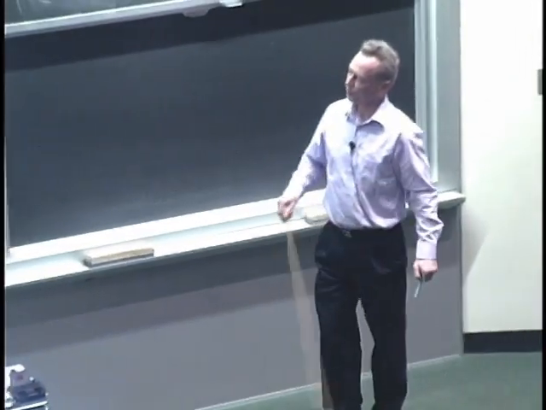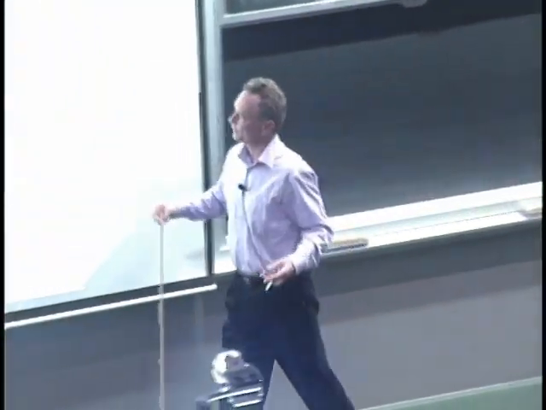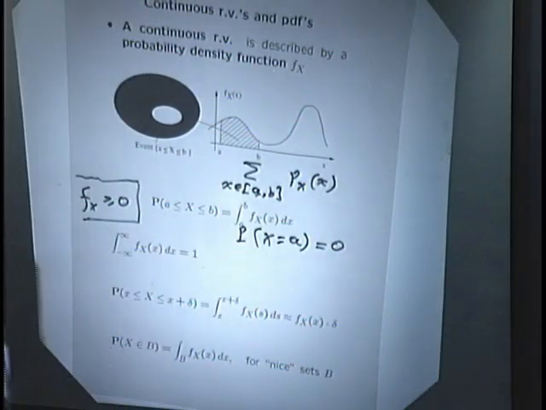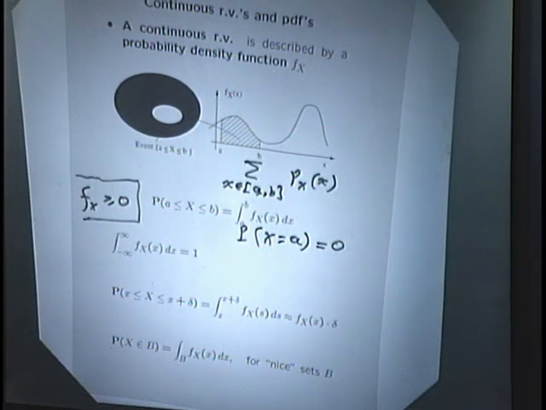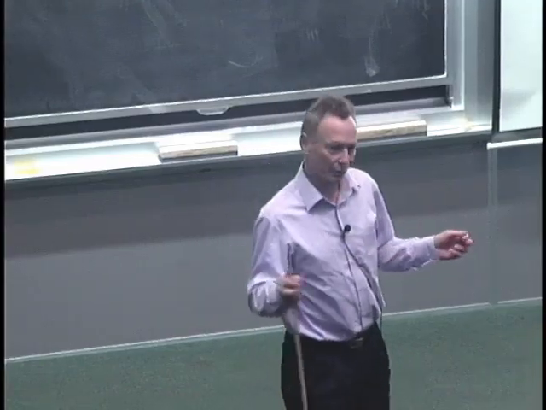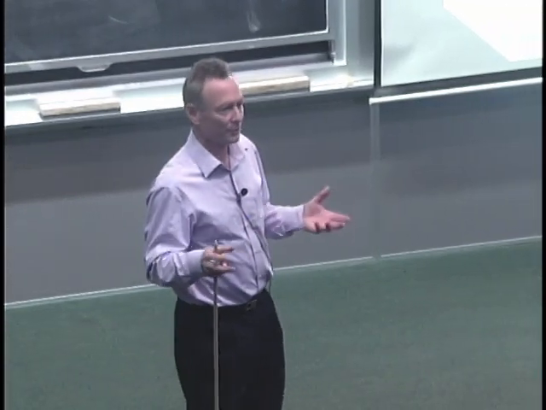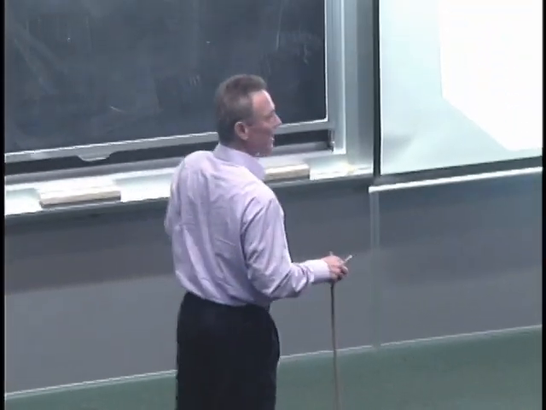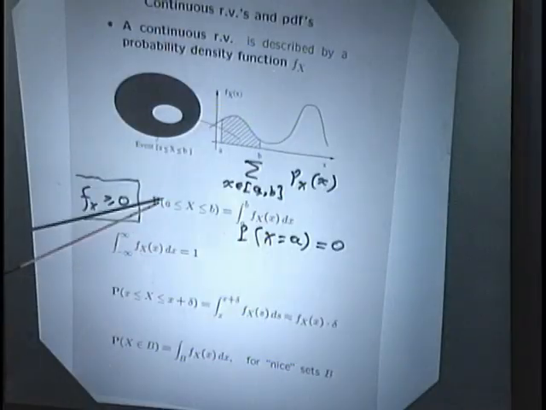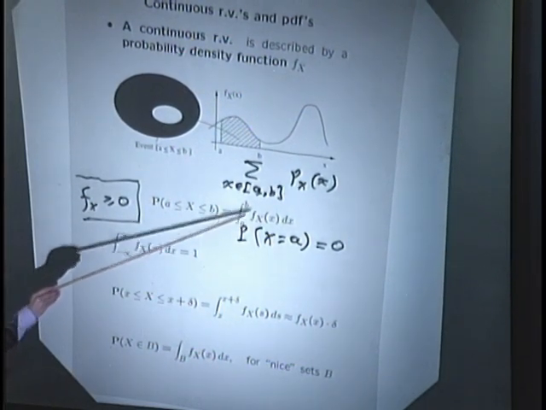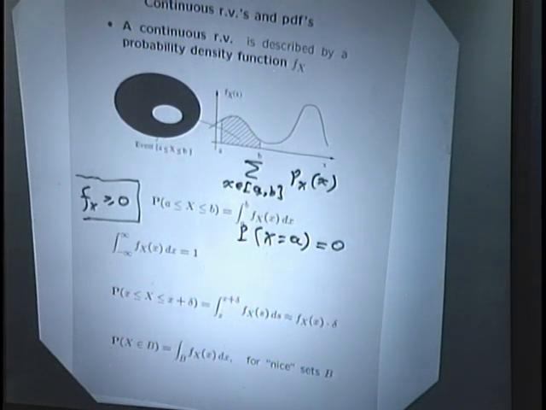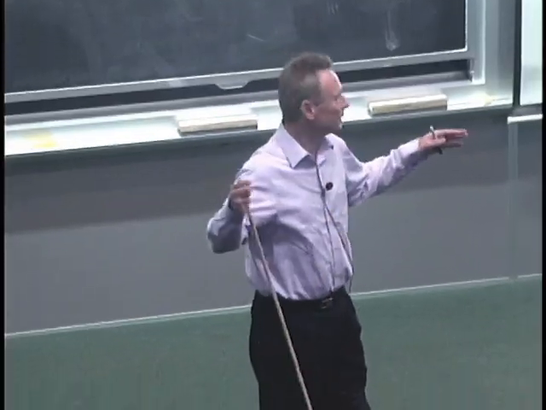The second property that we need is that the overall probability of the entire real line should be equal to 1. So if you ask me, what is the probability that x falls between minus infinity and plus infinity? Well, we're sure that x is going to fall in that range. So the probability of that event should be 1, which means that the integral from minus infinity to plus infinity should be 1. So that just tells us that there's one unit of total probability that's being spread over our space.